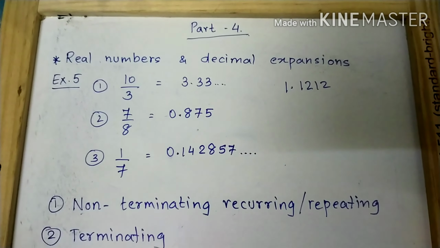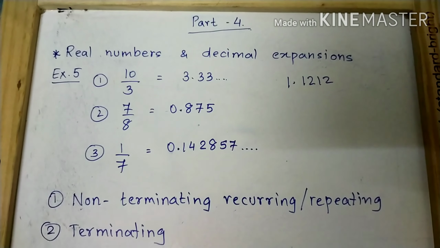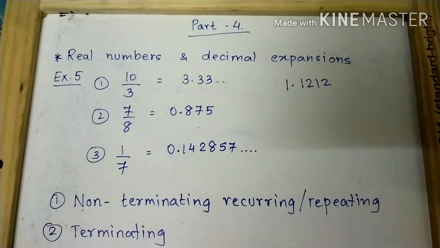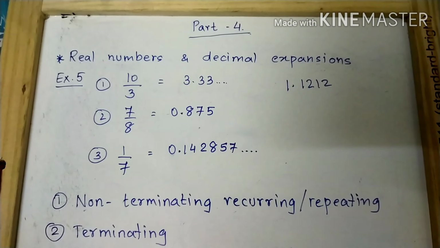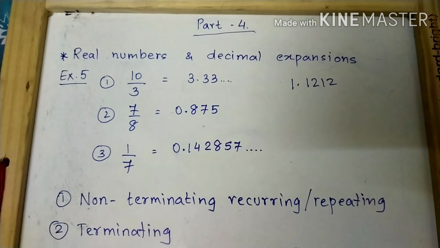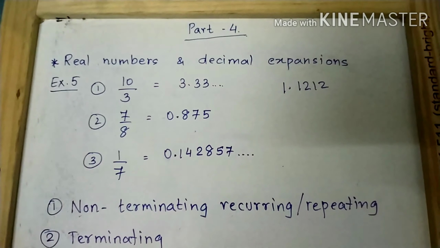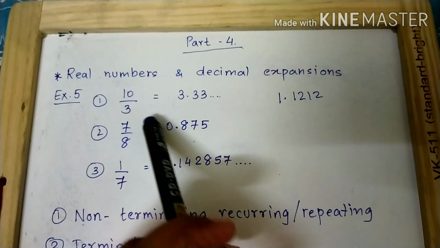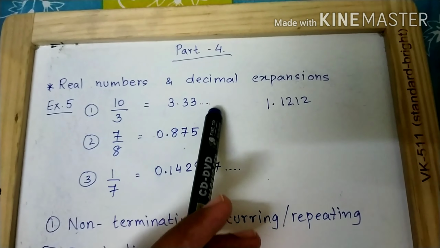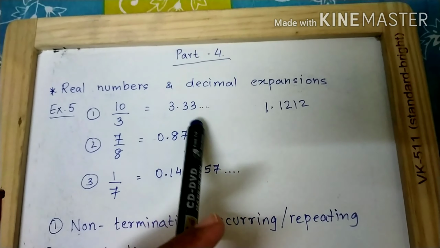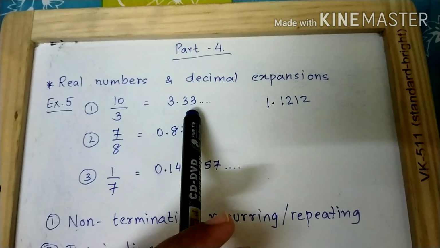Now our next topic is real numbers and their decimal expansions. In your textbook you have Example 5. The first one is 10 by 3. In this 10 by 3 you can see that your answer is 3.33. So here you are getting some specific numbers which are repeating after the decimal point.